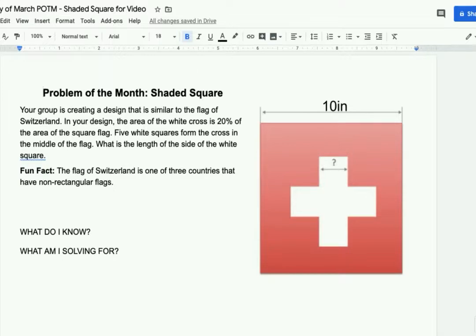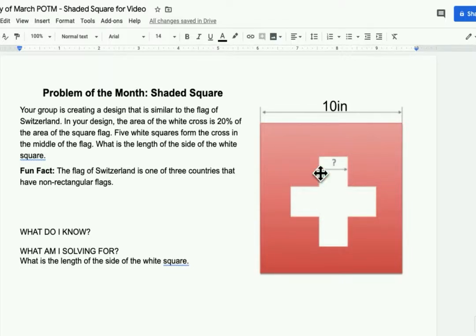The first thing we should always ask ourselves is, what am I trying to find? What am I solving for? In this case, that is pretty simple. It tells us right at the end, what is the length of the side of the white square? So I'm going to copy and paste that. That is what I'm solving for. We can see that's also illustrated in the picture, with a little question mark saying, what is the length of this white square?